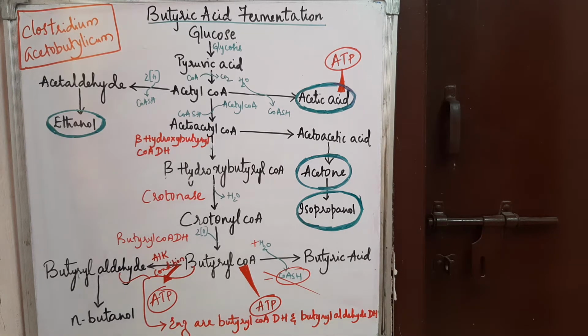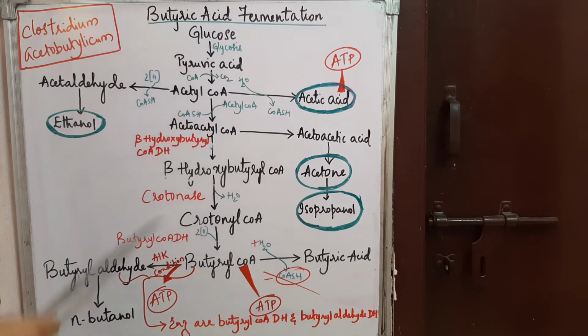Butyric acid fermentation is carried out by obligate anaerobic spore-forming bacteria belonging to the genus Clostridium. Here we have taken the example of Clostridium acidobutylicum. I repeat, butyric acid fermentation is carried out by obligate anaerobic spore-forming bacteria belonging to the genus Clostridium, and here we are taking the example of Clostridium acidobutylicum to carry on this process.